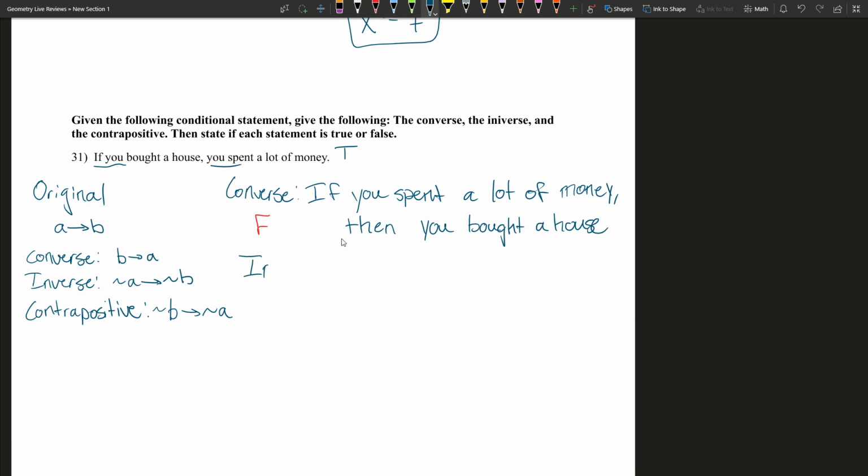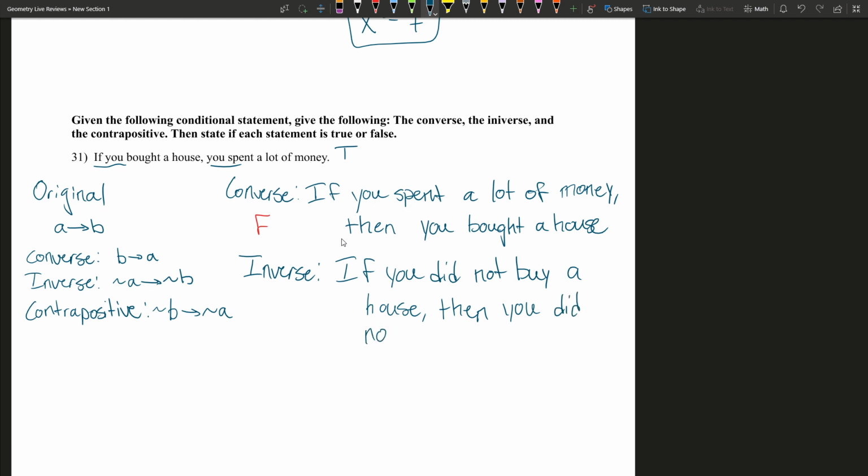The inverse is if you did not buy a house, then you did not spend a lot of money. Again, this is false. Just because you didn't buy a house doesn't mean you didn't spend a lot of money.